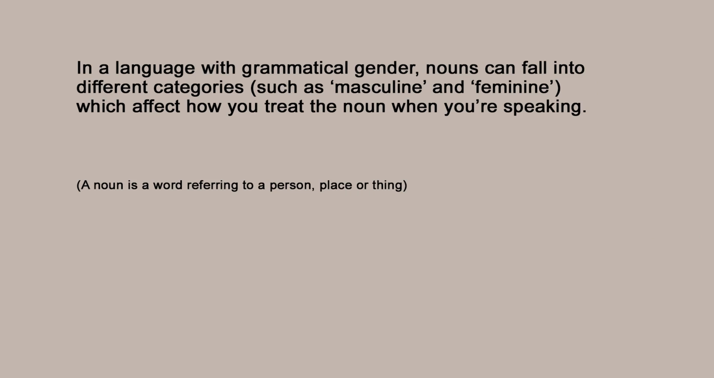In a language with grammatical gender, every noun, which is a word describing a person, place, thing or concept, falls into one of two or three gender categories. So in languages like French and Spanish there are two grammatical genders, in languages like German and Polish there are three. And whichever grammatical gender the noun falls into, that dictates how other words will behave around the noun.